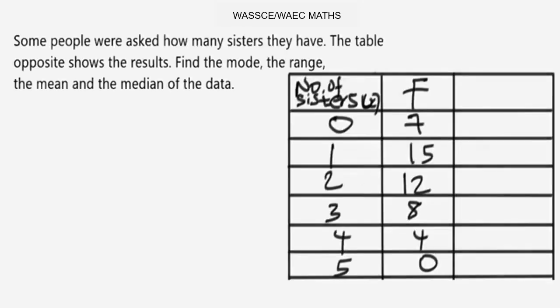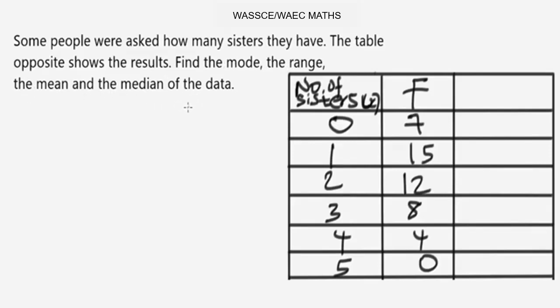Now let me get a question that will help us to understand this concept well, and from there we'll explain some things we need to know. Okay guys, now let's look at this question. The question says some people were asked how many sisters they have. The table we have here shows the results. Find the mode, the range, the mean, and the median of the data.